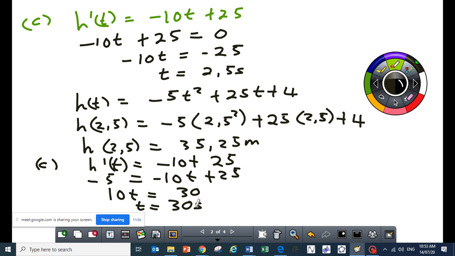Oh, sorry. Thank you for that. It's a silly mistake. Anyway, so it takes about 3 seconds for you to get to a downward velocity of 5 meters per second. All right. Any question then?